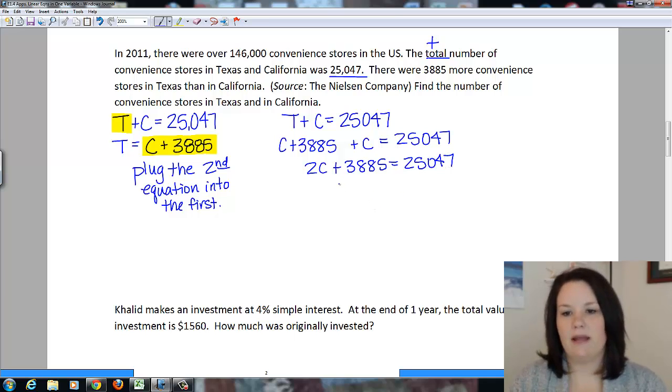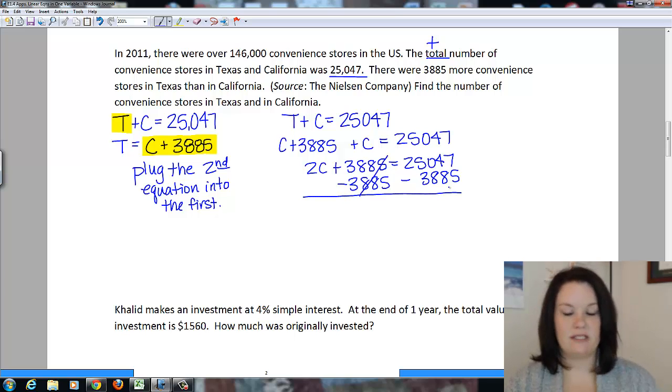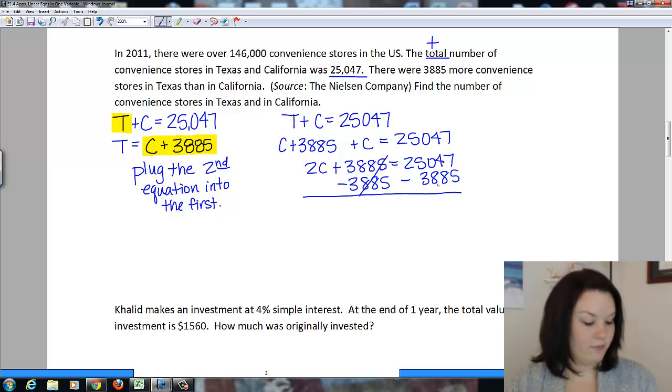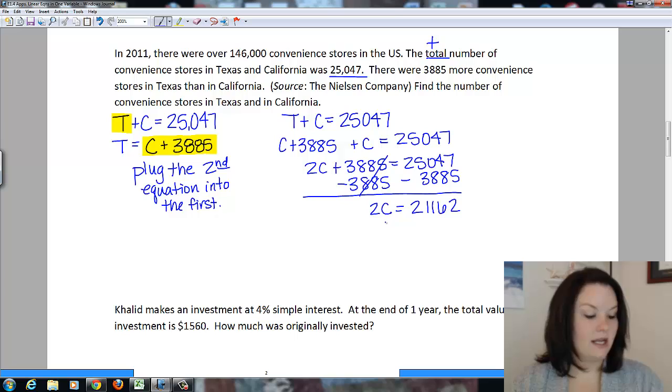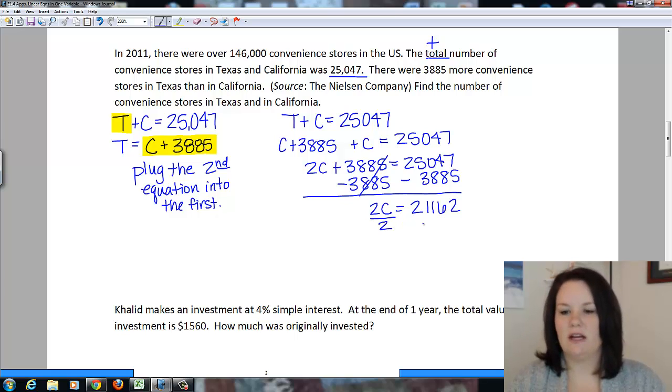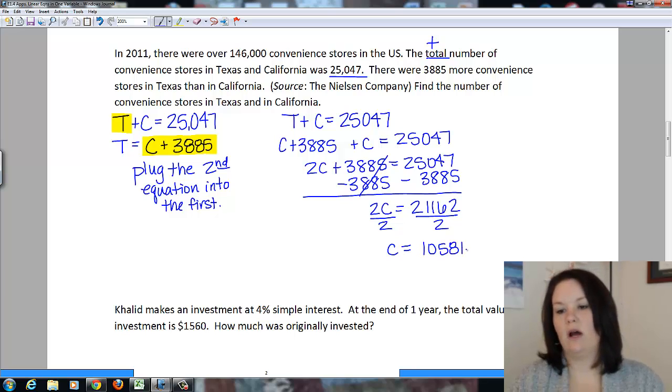And then I solve by moving my constant to the other side, and then I will divide off the 2. When I subtract 25047 minus 3885, that leaves me with 21162 is equal to 2C. And then I just divide off that 2. So when I divide off the 2, I end up with C is equal to 10581.